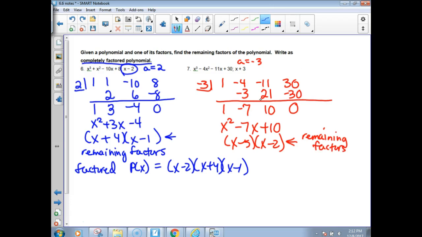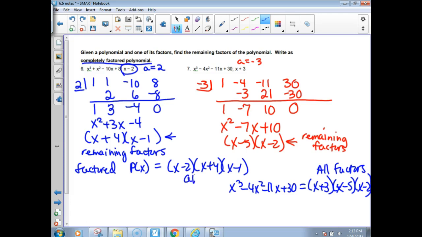And then here I can show you what the whole thing factored out. I mean, what did we start with? It was x cubed minus 4x squared minus 11x plus 30. That is equal to x plus 3, the first factor, what we started with, times the remaining factors, x minus 5 times x minus 2. Those are all the factors.